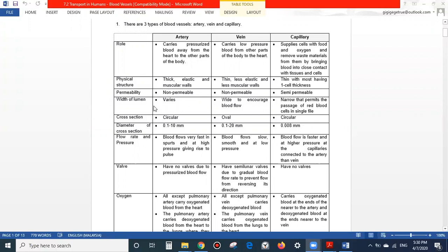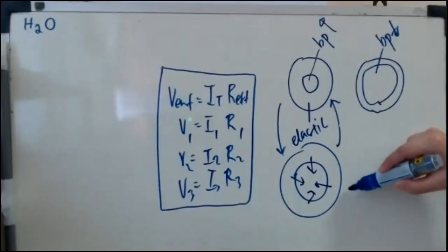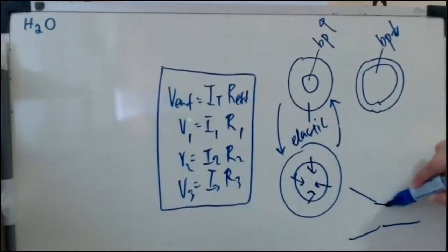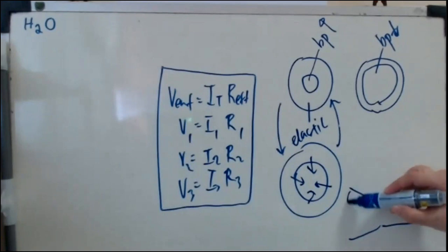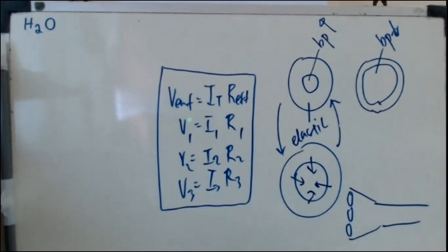Okay. The width of the lumen varies. While this one is very wide to encourage blood flow, capillary is very narrow. If it's not very narrow, then a lot of red blood cells can move at one time. If it's very narrow, then it will squeeze the red blood cells and force them to move in one file. Okay, like this. So that's why capillaries are very narrow. Can? Okay.